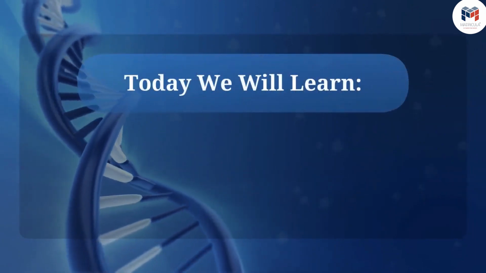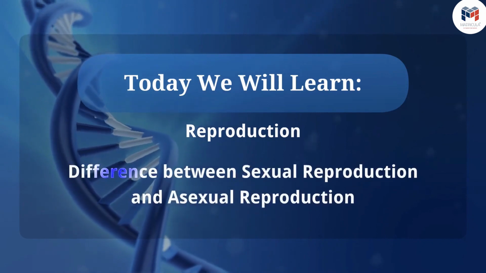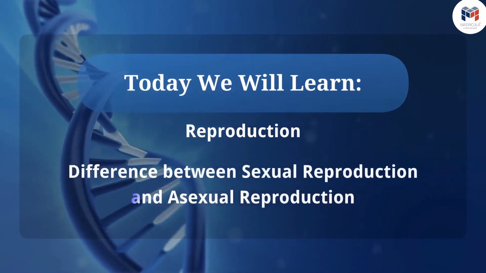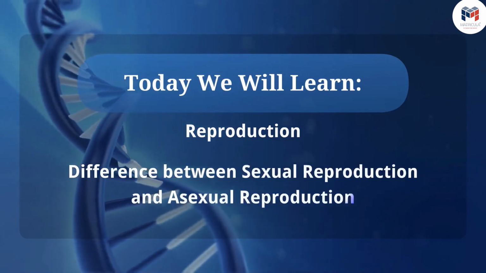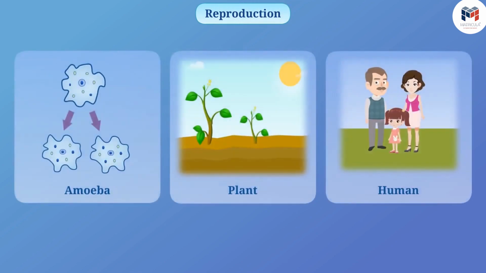Today we will learn important things about reproduction and the difference between sexual reproduction and asexual reproduction. Reproduction is a process in which an organism produces its offspring. For example, an amoeba gives birth to another amoeba. A plant produces another plant similar to it, and human beings produce children.